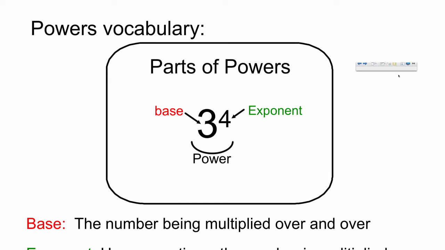Now, let's look at a little bit of vocabulary that goes along with powers. A power has a couple of different parts. It has a base, which is this number, the large 3, and an exponent, which is this smaller 4, if we follow from the example on the previous slide. Both of those put together make up the power. So the whole thing right here is the power.